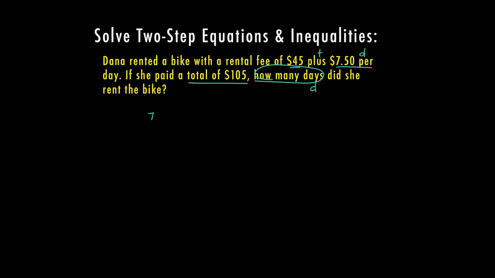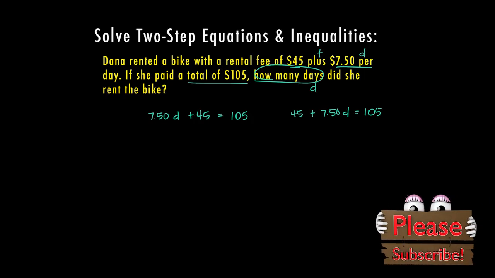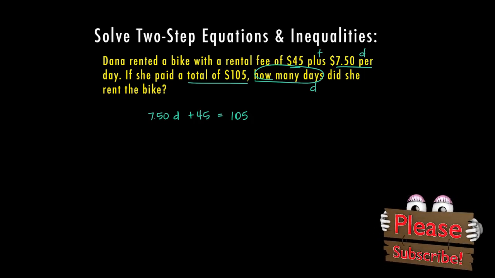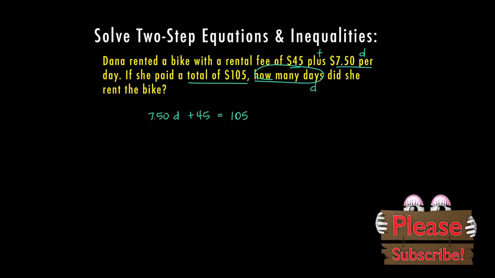So I have 7.50 per day. I'm going to write that mathematically. I'm also going to have to pay a fee of $45, and this is going to equal a total of $105. Now, it is okay that you switch the 45 and the 7.50, but the days has to stay with the 7.50. So I could also write this 45 plus 7.50D is equal to 105. Those are equivalent statements. Those are interchangeable, but we're just going to go ahead and solve this one because it looks more like what we've been doing.